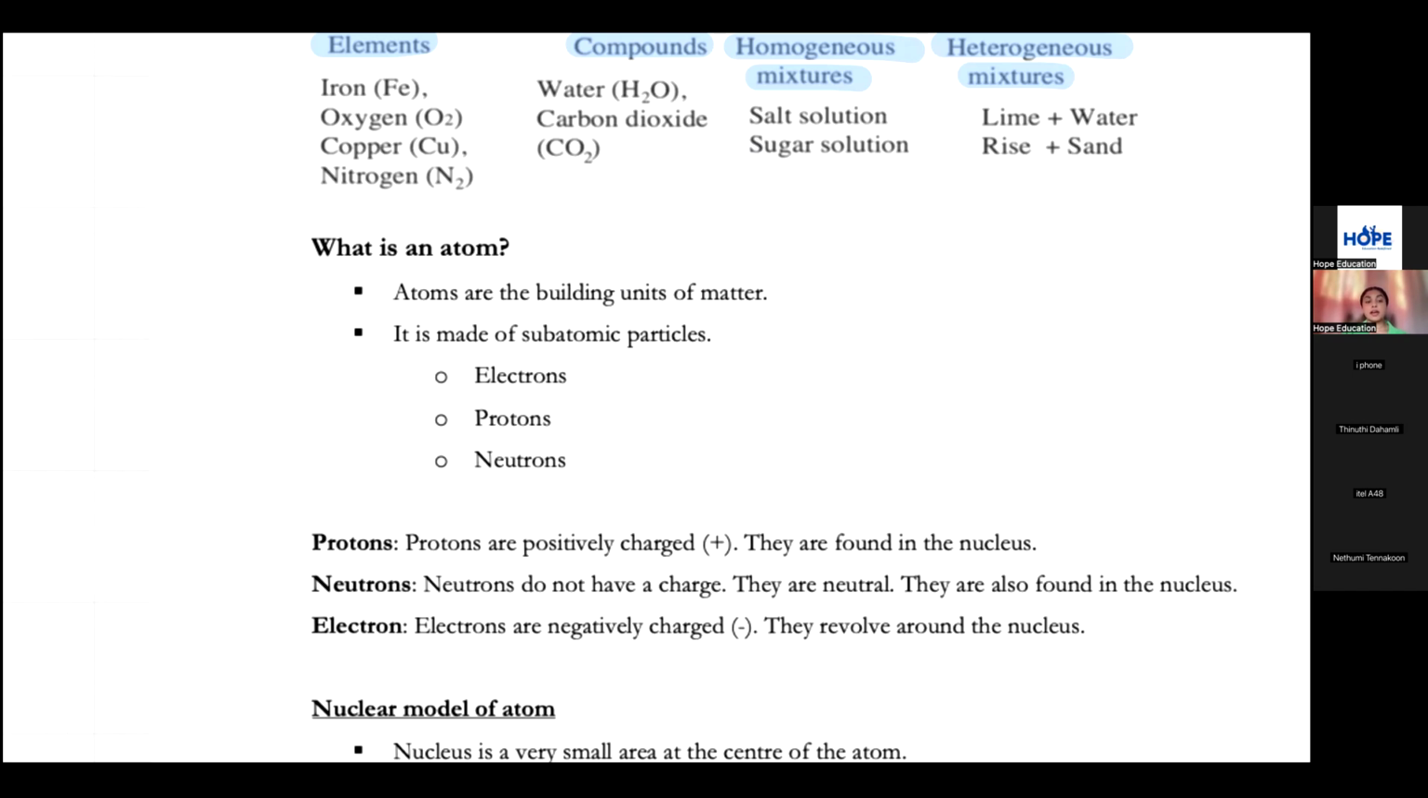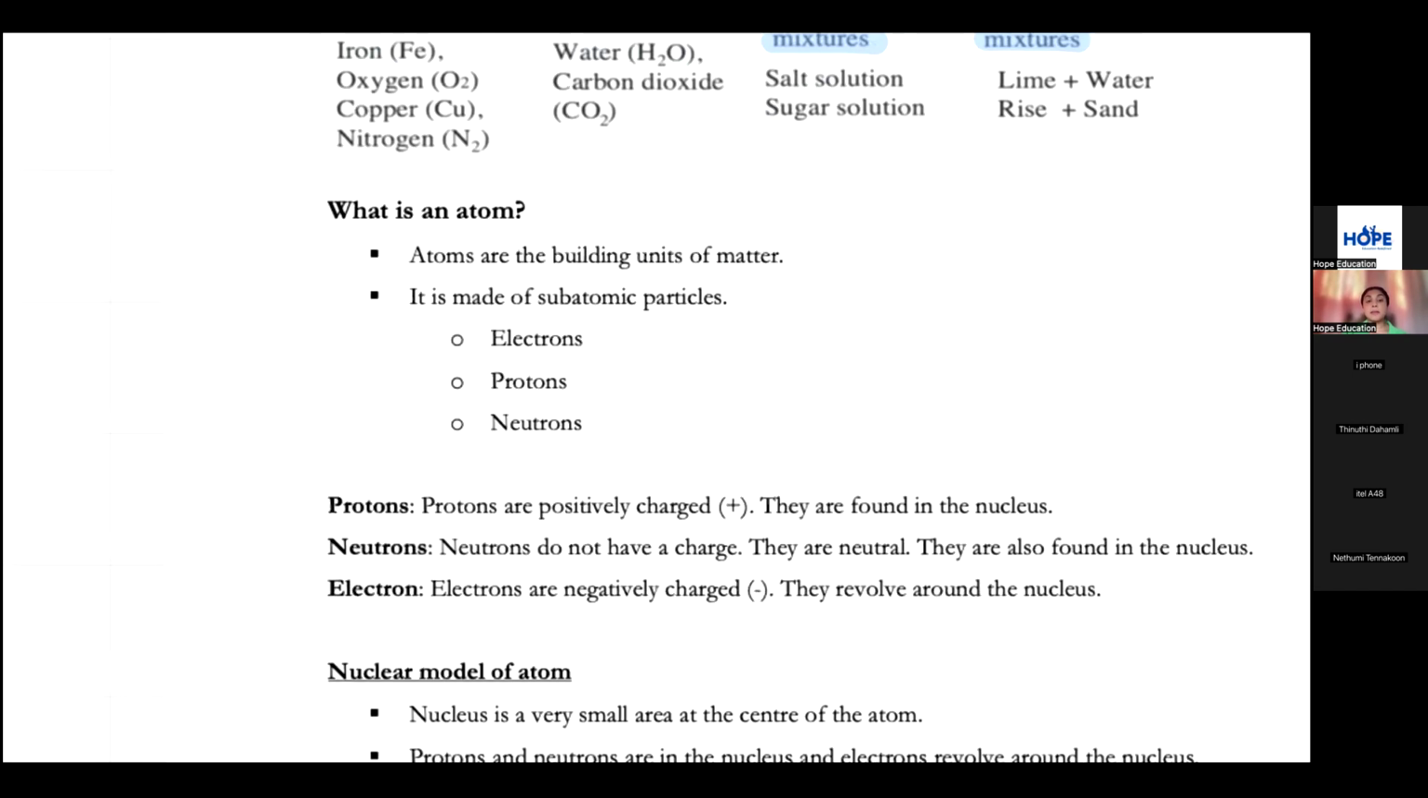So, we say atoms are the building units of matter because all the matter is made up of atoms. Okay? So that's what John Dalton said. John Dalton said atom is the smallest unit and all matter is made up of atoms. And then later some other scientists came.